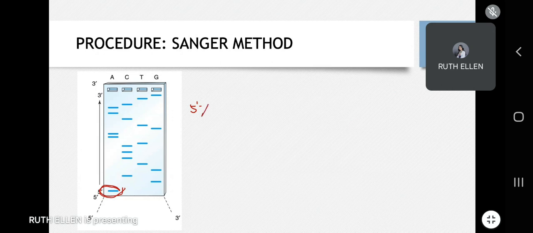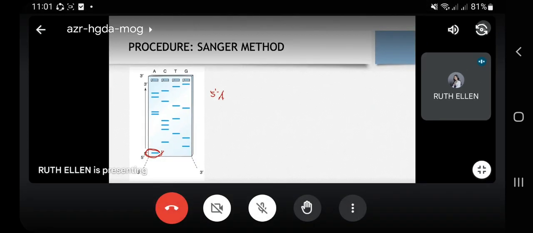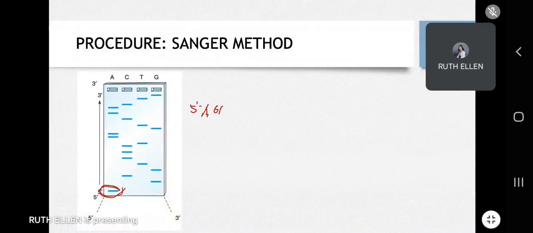Adenine. Okay, we have adenine. Next, guanine. Okay, guanine. Next, cytosine. We have cytosine. Next, guanine. Okay, guanine. Next, thymine. For the next, 3 cytosine. Okay, 3 cytosine.